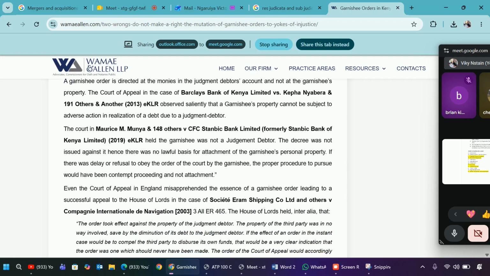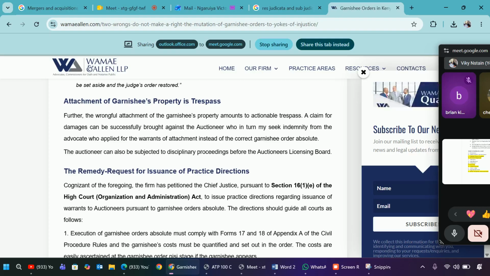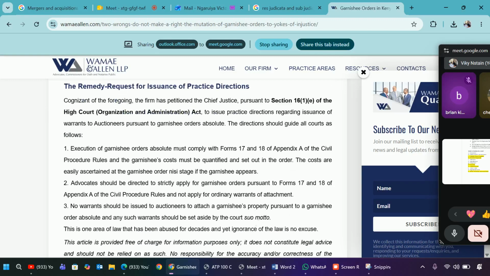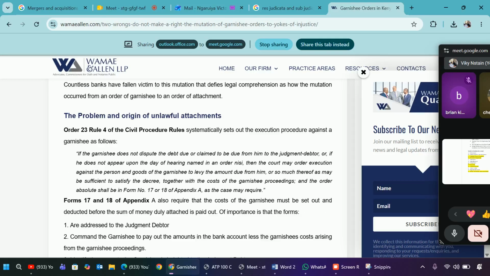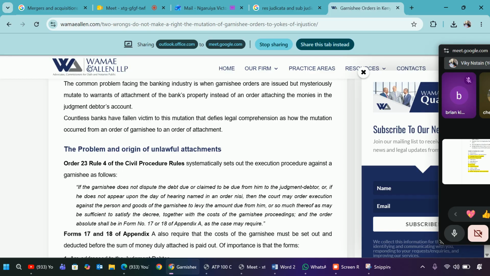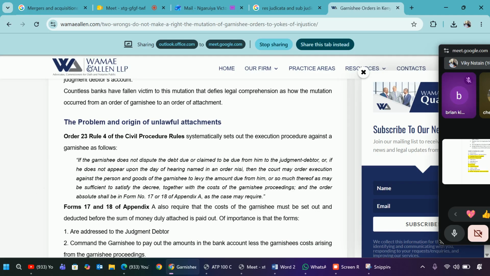What does the law say? So generally the article provides that Order 23 Rule 4 of the Civil Procedure Rules systematically sets out the execution procedure against a garnishee as follows: if the garnishee does not dispute the debt due or claimed to be due from him to the judgment debtor, or if he does not appear upon the day of hearing named in an order nisi, then the court may order execution against the person and goods of the garnishee to levy the amount due from him or so much thereof as may be sufficient to satisfy the decree, together with the cost of the garnishee proceedings, and the order absolute shall be in form number 17 or 18 of Appendix A.